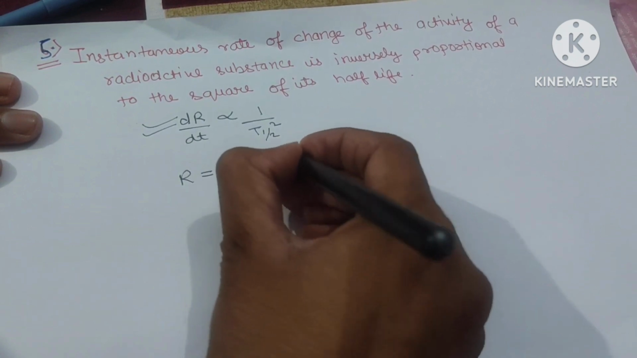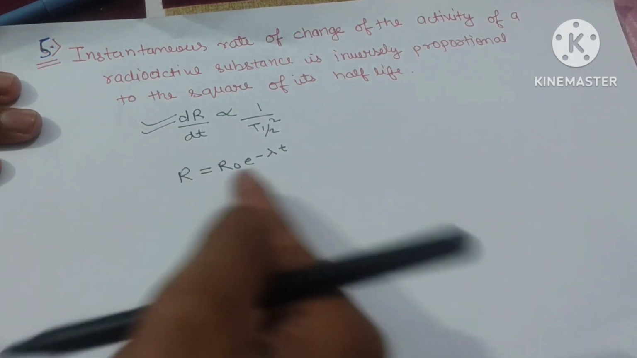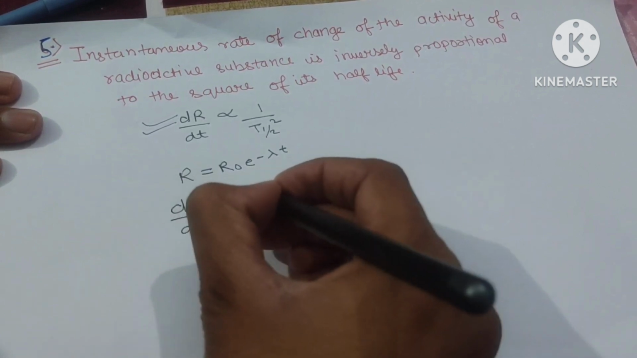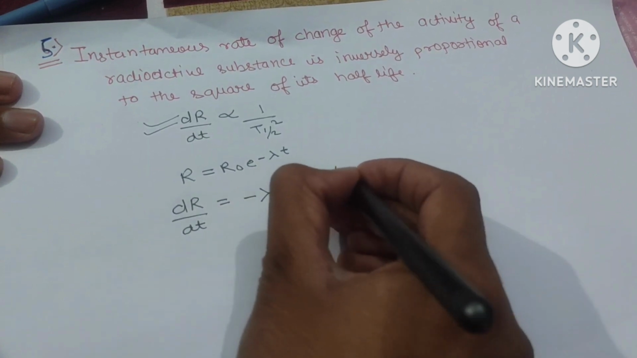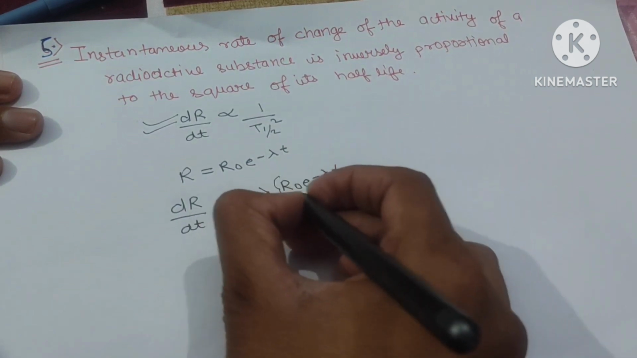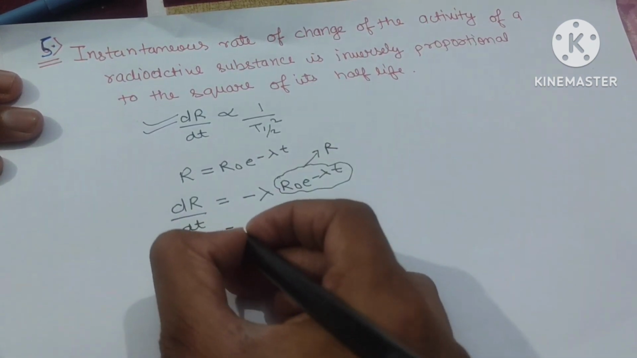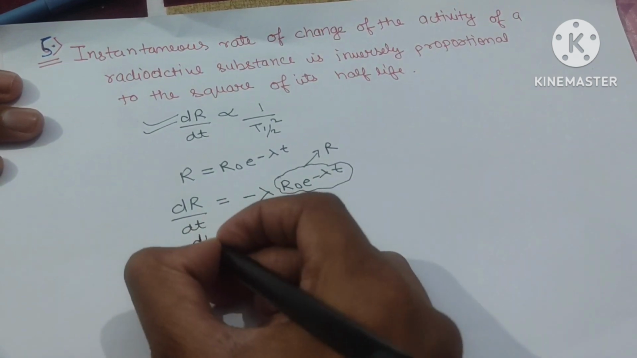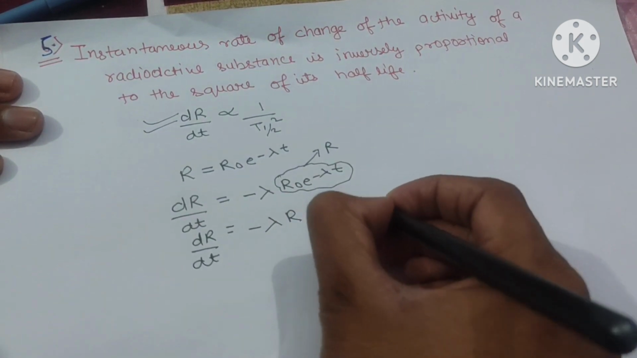Okay, and after getting it, we need to differentiate with respect to the time. While we are differentiating with respect to time, lambda comes out, and this whole term will become R, the activity of the substance. Then it becomes dR/dt. We also know the activity is lambda N.